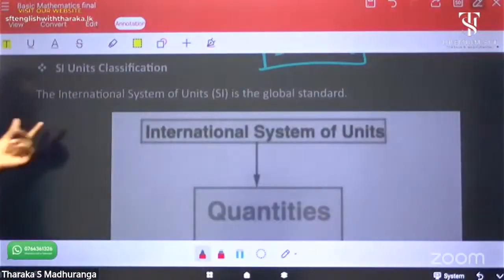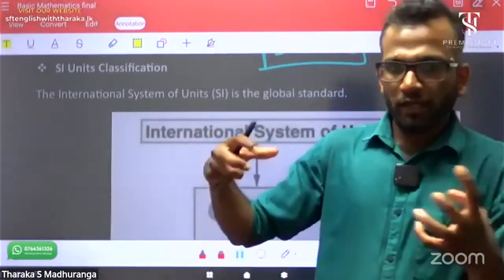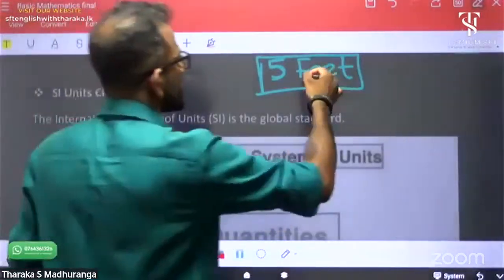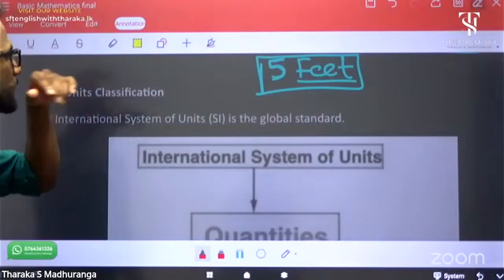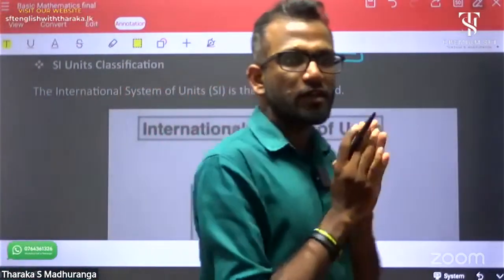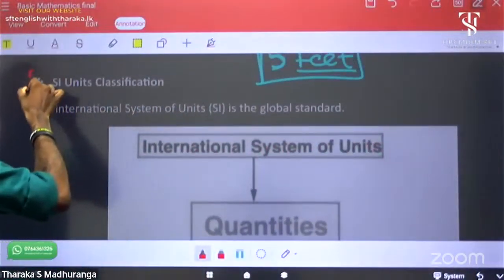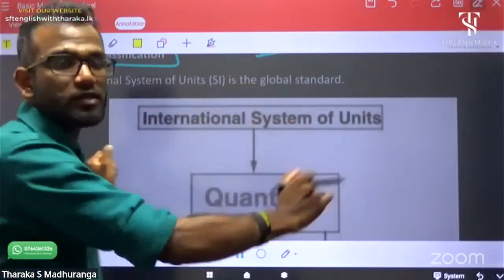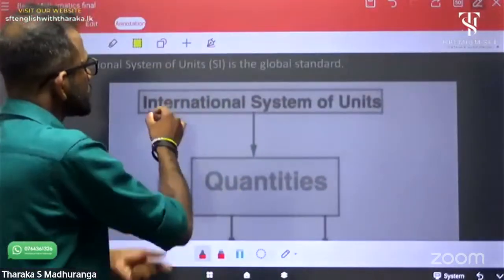Okay. Second point, SI units. I told you that to represent any physical quantity, we need a unit. Without a unit, the magnitude is useless. We can classify units at the international level. At the international level, we have different units. We have unit sets that we can classify into two different forms. This is the SI unit system. SI unit means international standard unit.